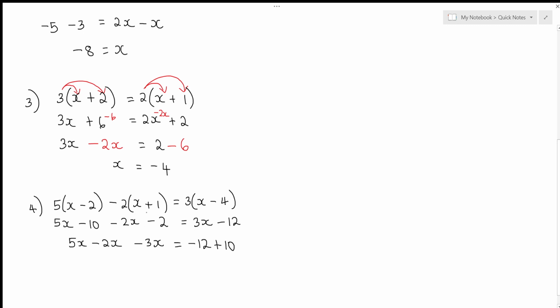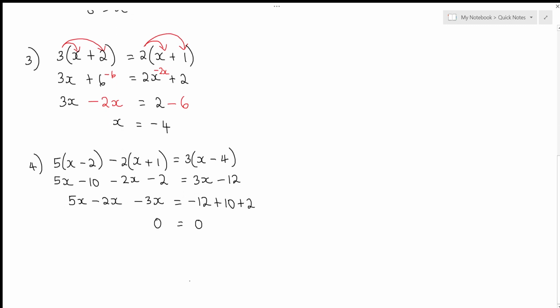On the left-hand side, I have negative 2. So I'm going to plus 2. So therefore, plus 2 on the right-hand side. So 5x minus 2x would give me 3x. And 3x minus 3x is 0. We don't need to write 0x, it's just 0. On the right-hand side, I have negative 12 plus my 10 plus my 2, which also works out to 0. Now, in this case, if you have a sum that is 0 equal to 0, it basically means it will be true for all values of x.